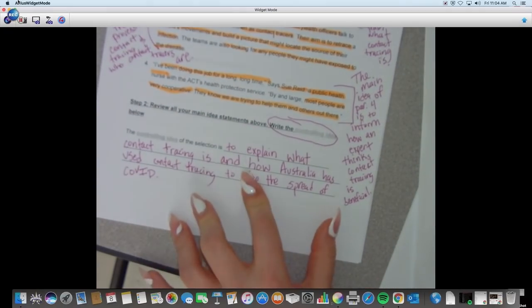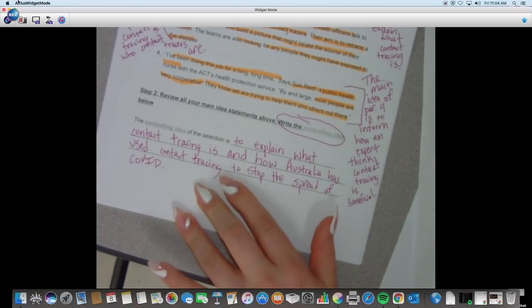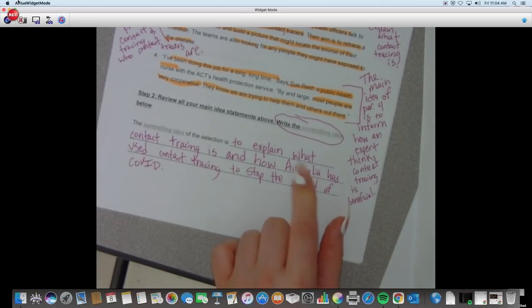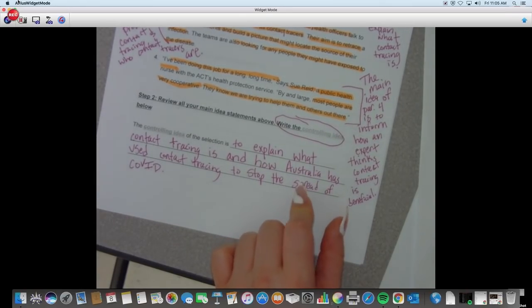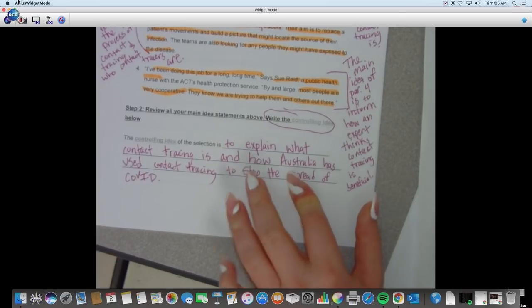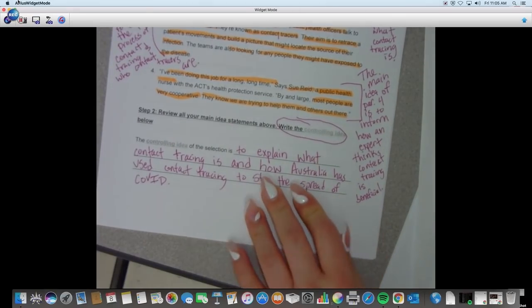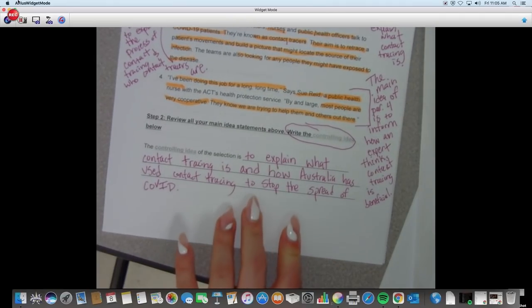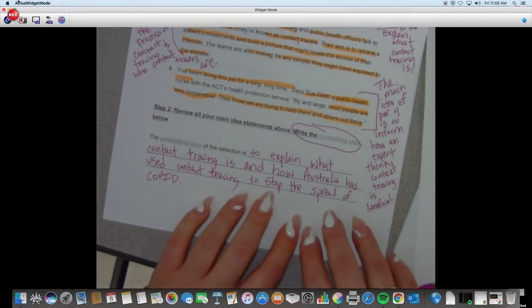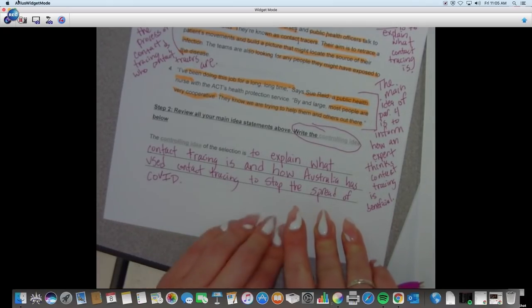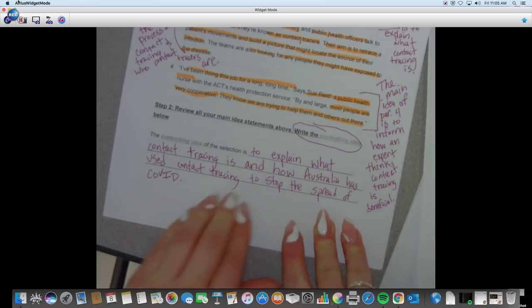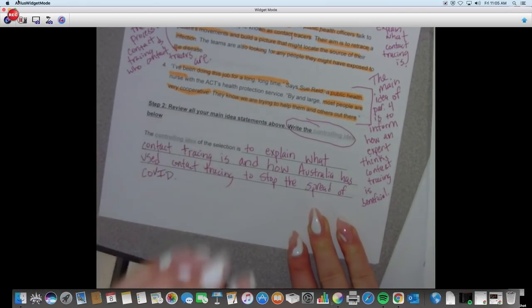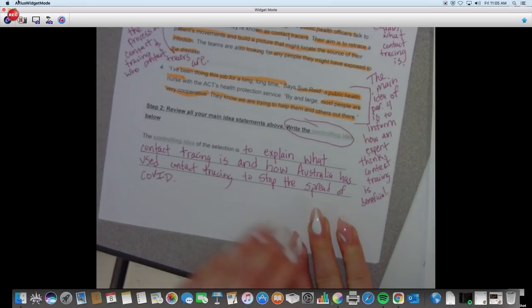Okay, so this is all about what contact tracing is, the process of it, and basically how a particular country in general is using contact tracing to stop the spread of COVID. So we're going to see if our controlling idea that we came up with is the best. And we're also going to be able to support our controlling idea, meaning back up our answer, by finding key supporting details that support that this selection was all about contact tracing and how Australia has used it to stop the spread of COVID.